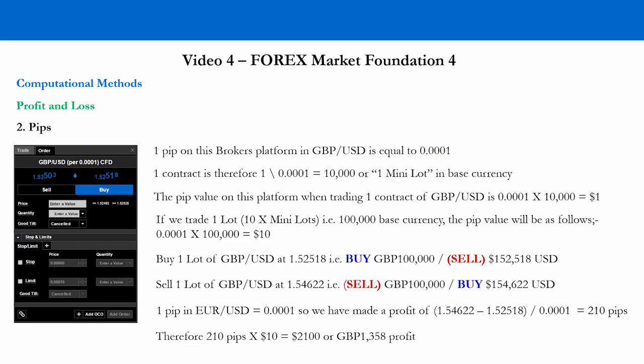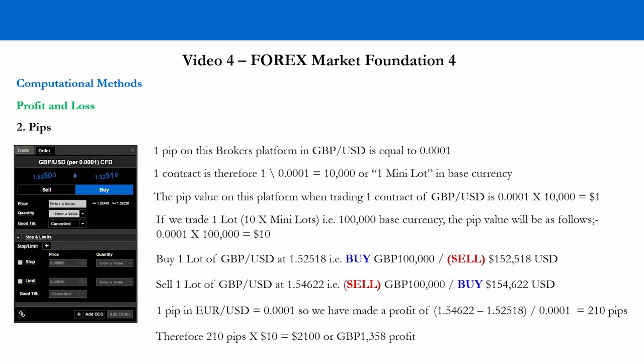That means one contract is 1 divided by 0.0001, which is 10,000. So one contract equals 10,000, so 1 mini lot in base currency. The pip value on the platform, so we work this out. We take 1 contract of sterling US dollar, 1 contract.